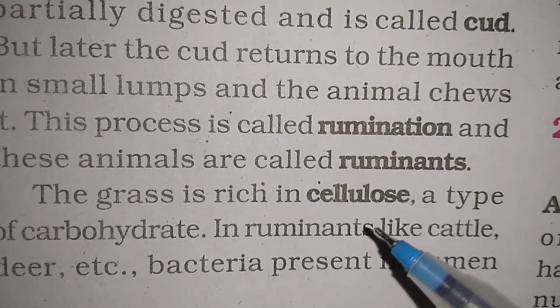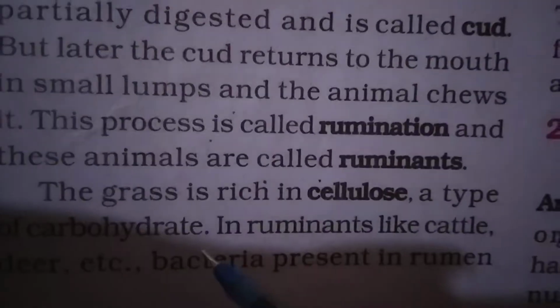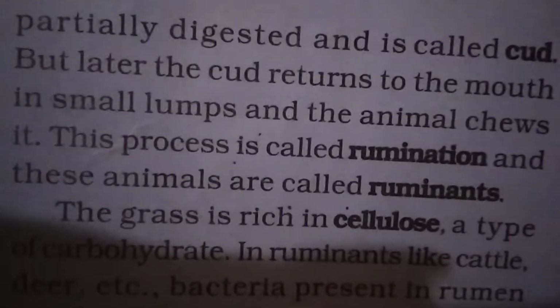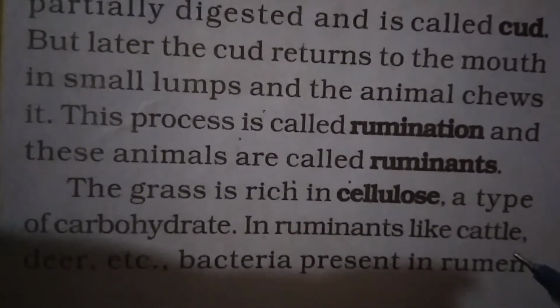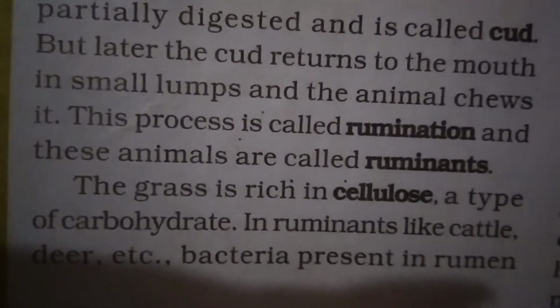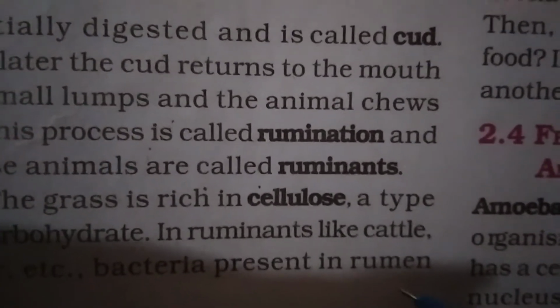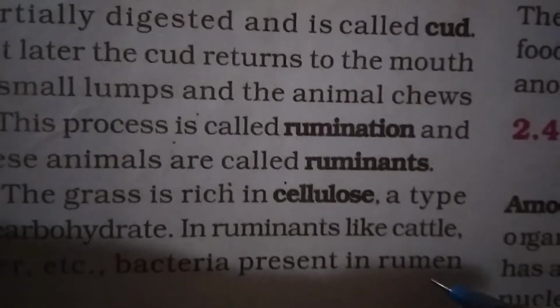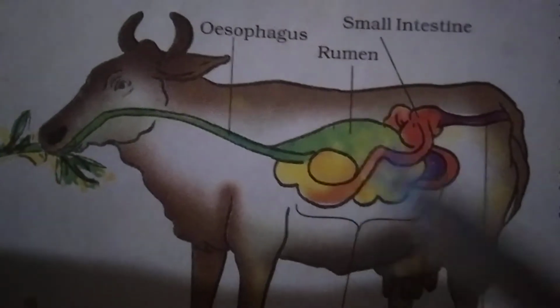The grass is rich in cellulose, a type of carbohydrate. In ruminants like cattle, deer, etc., bacteria are also present in the rumen, and these bacteria help in the digestion of cellulose. So here is an example of a ruminant.